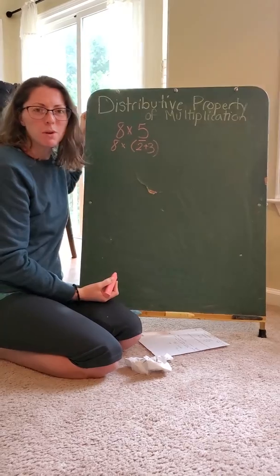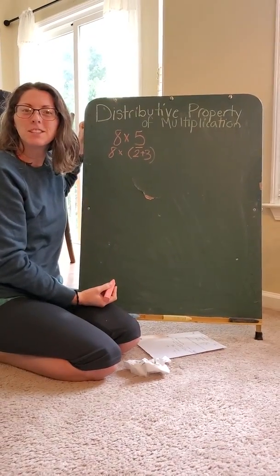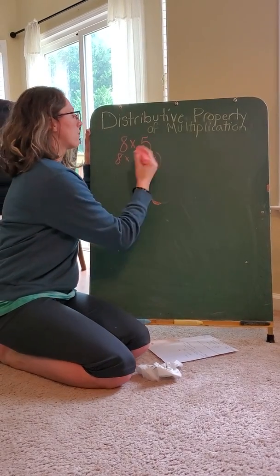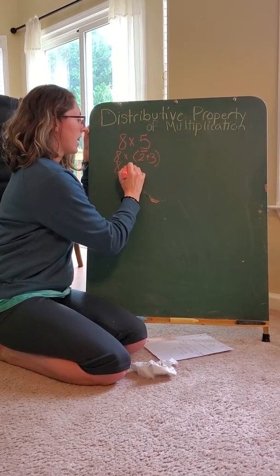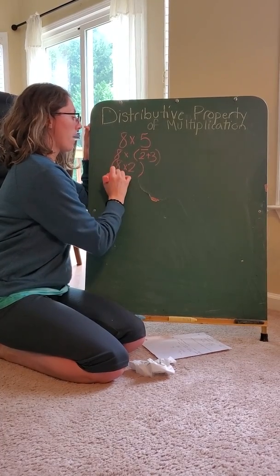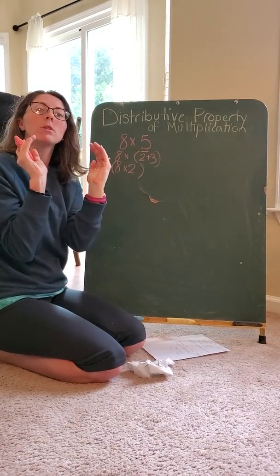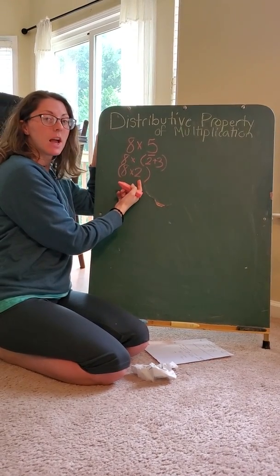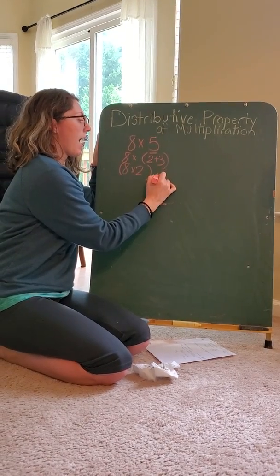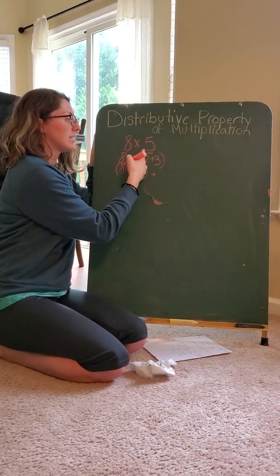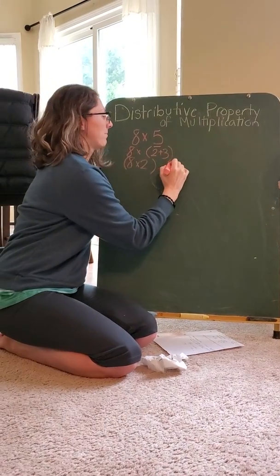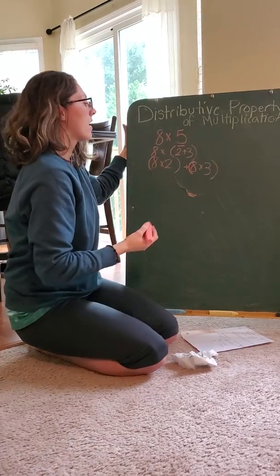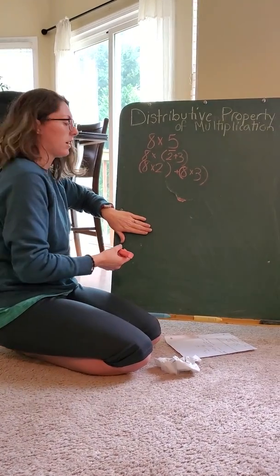But how do I do it, Mrs. Balde? Let me show you. First, we're going to do 8 times 2. So I'm going to write 8 times 2, and I'm putting it in parentheses so we remember to do that together. After we do 8 times 2, we'll add our product to 8 times 3. I'm going to draw that down here.